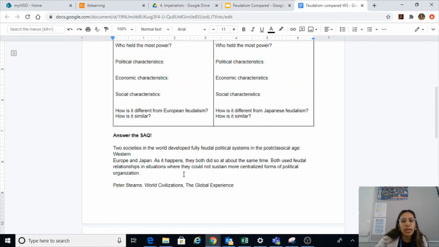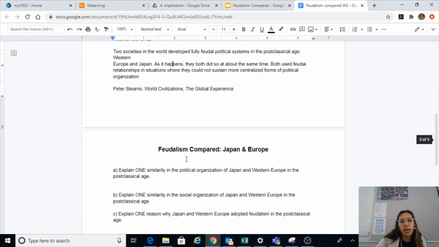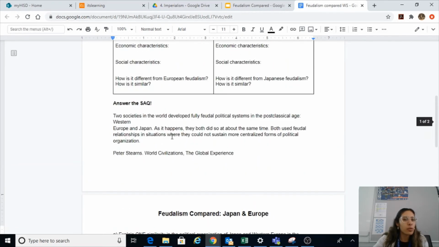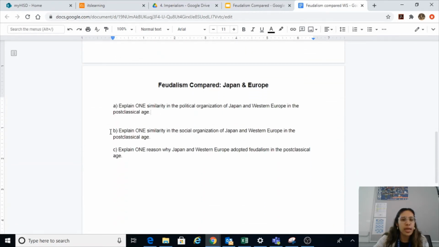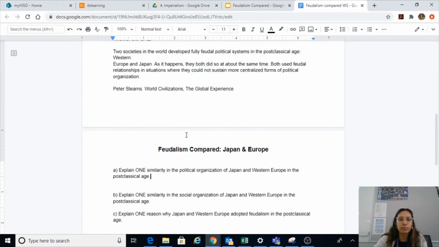So this is what an SAQ is going to look like on the exam. You guys have only seen like the first part of it, so I've given you maybe a stimulus or just the SAQ by itself, and it's like: explain one similarity in the political organization of Japan and Western Europe in the post-classical age. So you guys are used to just seeing one of these, but actually an SAQ consists of 3 parts, A, B, and C, and you have to answer all of them using the ACE method.